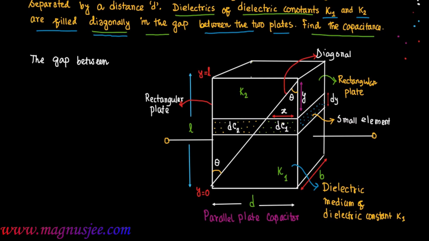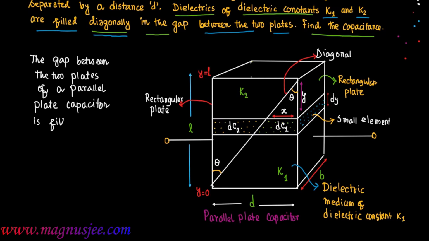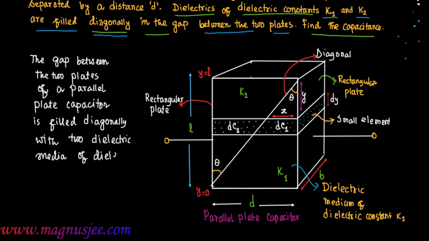The gap between the two plates of the parallel plate capacitor is filled diagonally with the two dielectric media of dielectric constants K1 and K2.